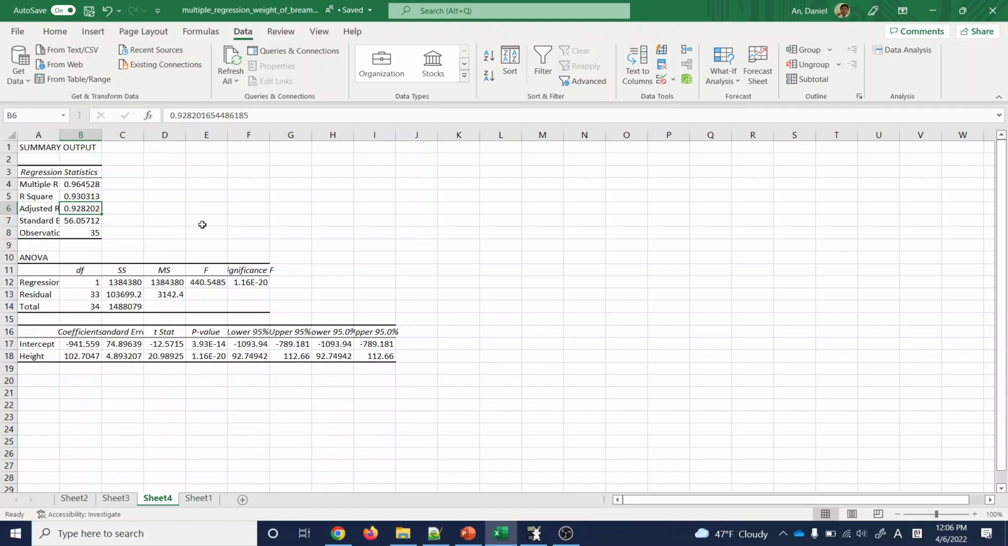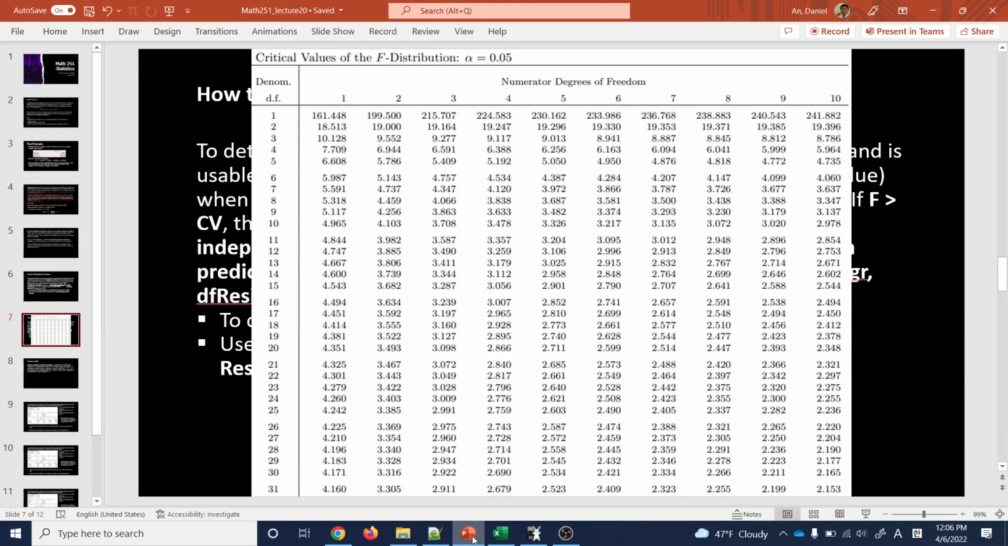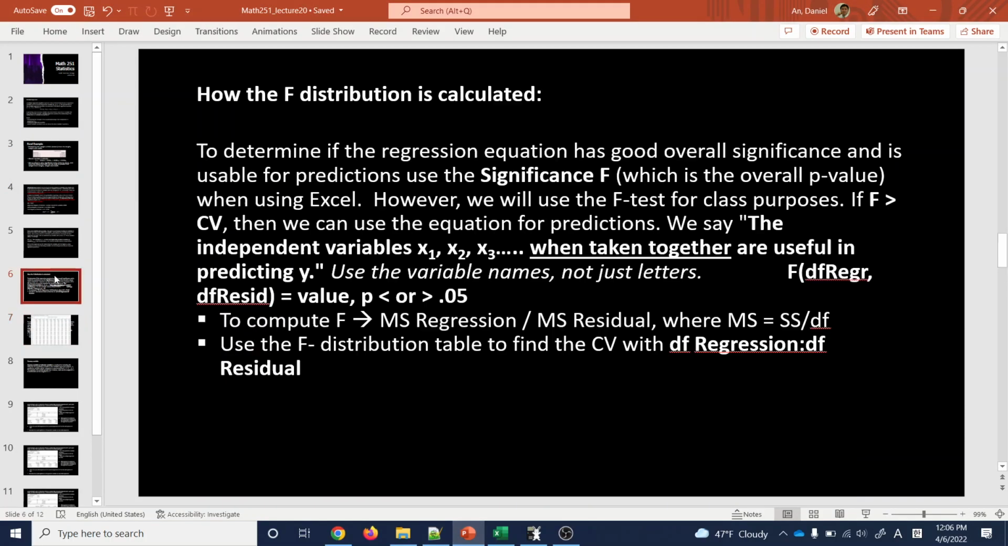So with just one predictor, you're able to achieve almost the same adjusted R squared as when you use three predictors, right? And you have even more significance. So in that case, it's better to just use the height. Okay, so that's a process that you want to do whenever you do multiple regression.